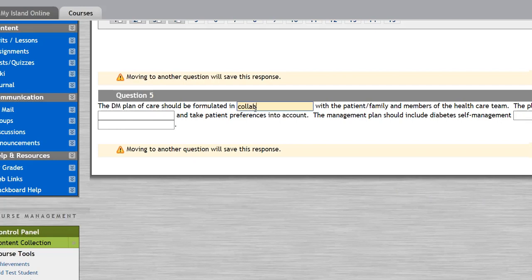The diabetes plan should be formulated in collaboration with the patient and family and healthcare team. They have to be involved in the plan. It's their plan. The plan should be individualized and take patient preferences into account. Now we may have touched a little bit on accountable care organizations and how they reward practices for meeting goals like A1C goals, and they also punish practices for not meeting goals.